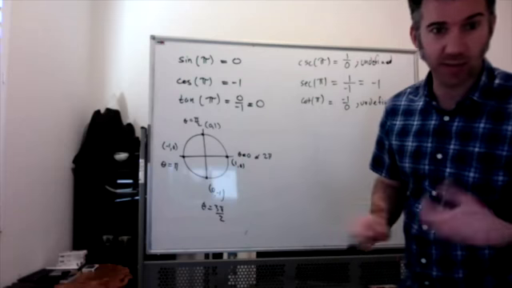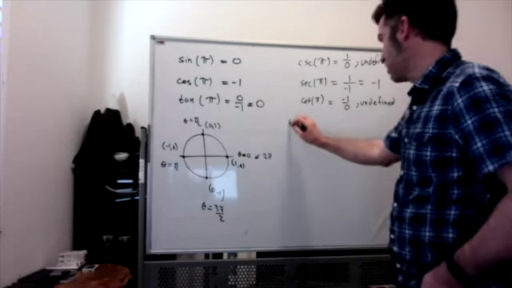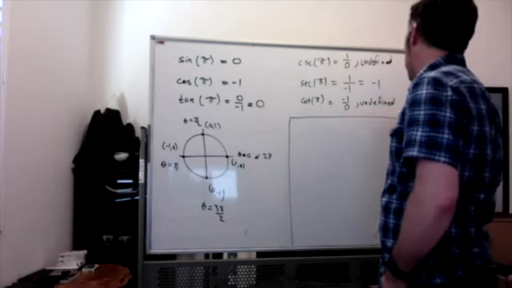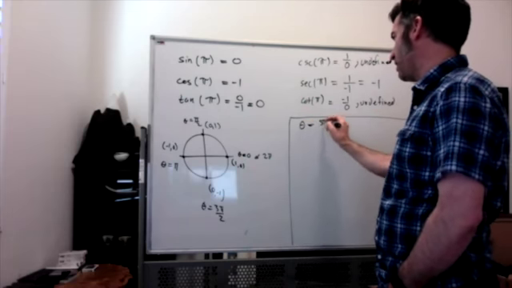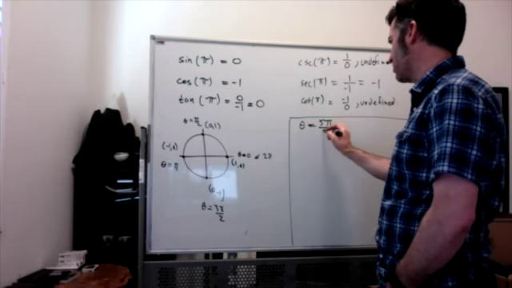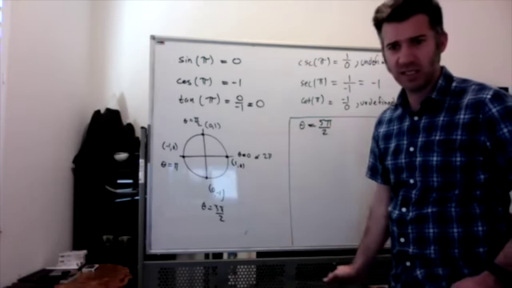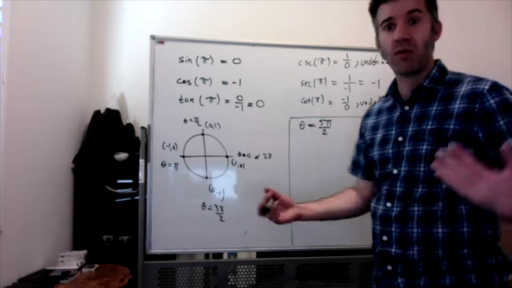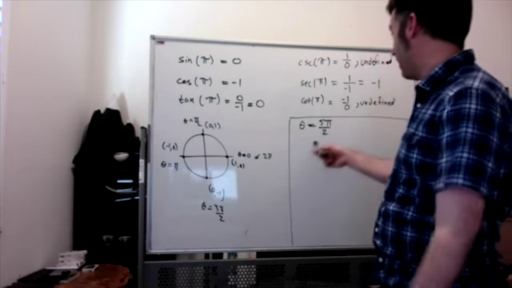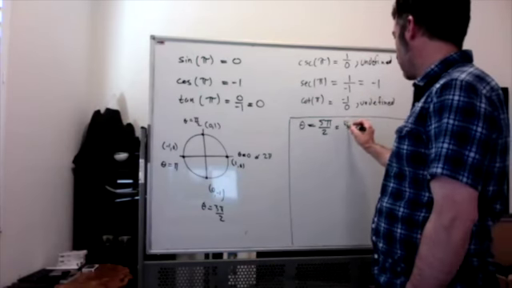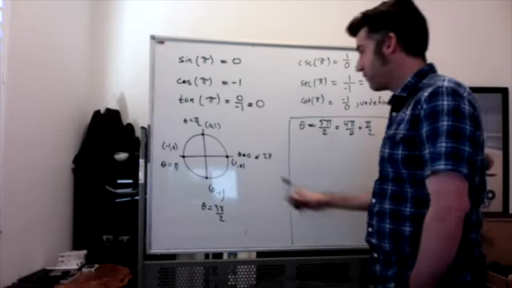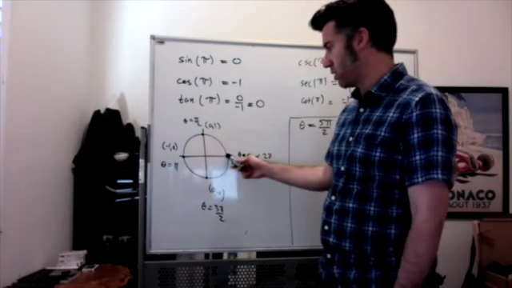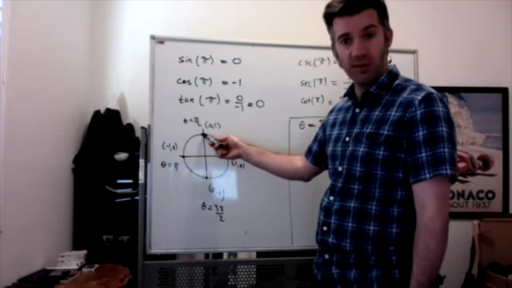Let's look at another example. Let's look at 5 pi over 2. So I want to find the 6 trig functions for 5 pi over 2. 5 pi over 2, that's not on my list. So 5 pi over 2 is more than 1 full revolution. Right? 5 pi over 2 is 4 pi over 2 plus pi over 2. 4 pi over 2 is 1 full revolution, and then another pi over 2.